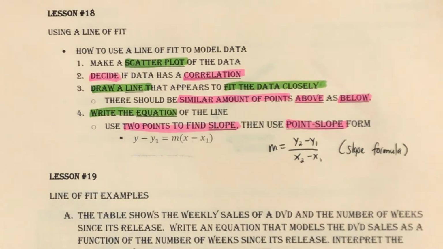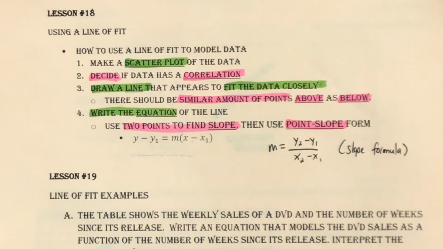So again, this is the four things that we have to go through. First, get your scatter plot. If they didn't give it to you, plot it and get that data on a graph. Second, decide if there's a correlation. Is there a positive or negative correlation? That's always a help. Then draw a line that appears to fit the data closely. Let's try to get it through 2 points directly, but let's make sure there's a similar amount of points above and below the line. And then fourth, go ahead and write that equation.